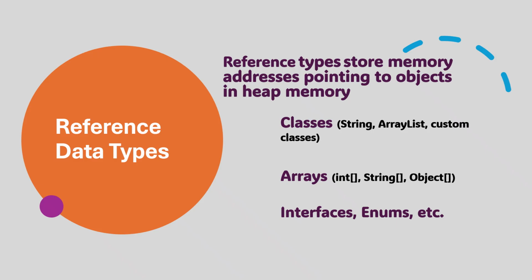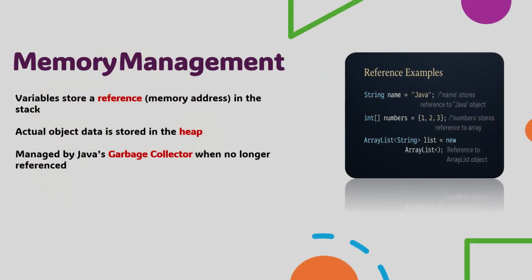So we have examples of reference data types. You have the class, the arrays, as well as interfaces, enumerations, and the whole lot. So these are just a few. Now, talking about memory management for reference data types, variables store a reference, which is the memory address, in the stack. Actual object data is stored in heap.